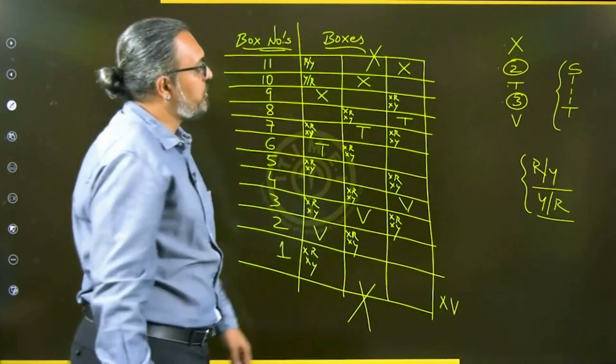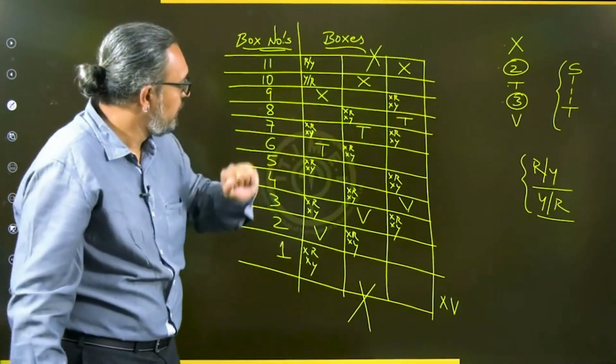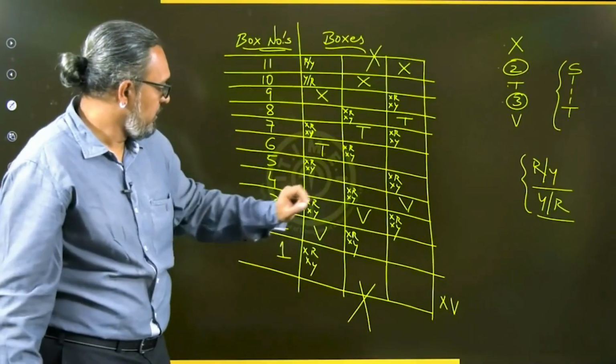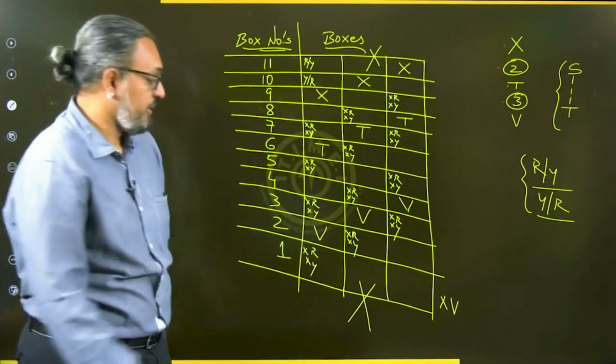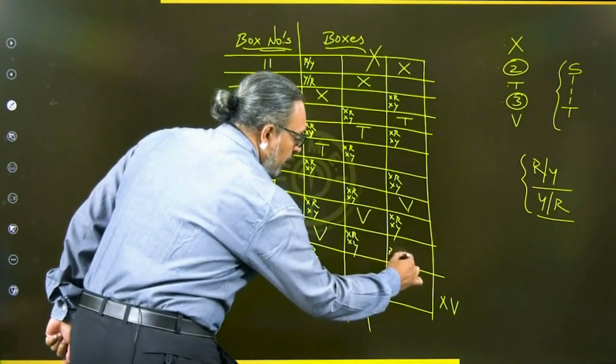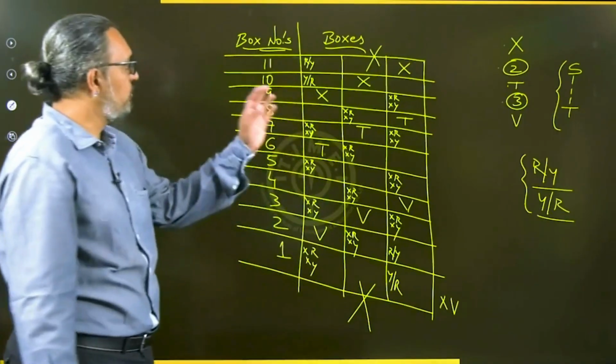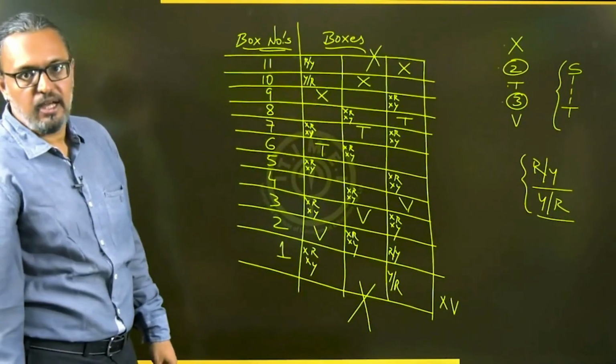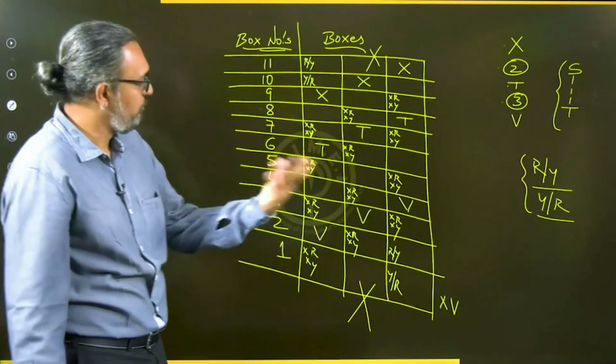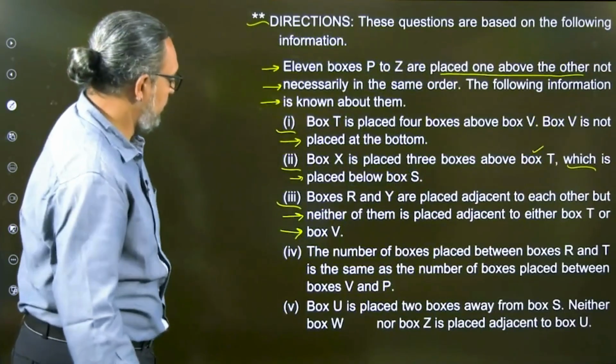Now, is there any position available? 10 is not there, 6 is not there, but 2 and 1 are there. So, I can have R or Y, Y or R. So, two possibilities are still available for me. Okay. Further, what else we have?